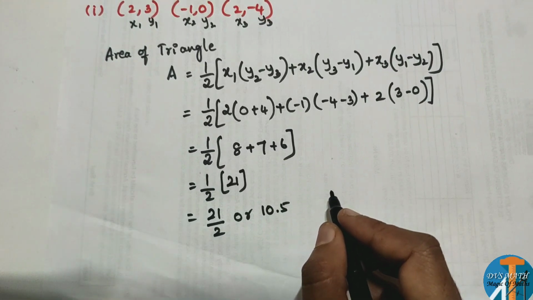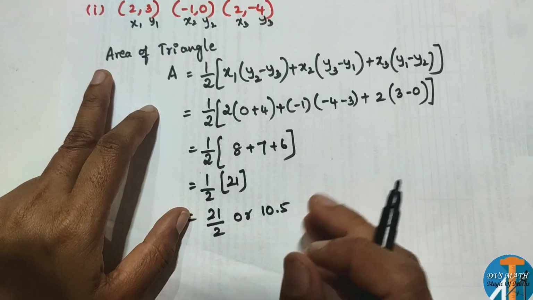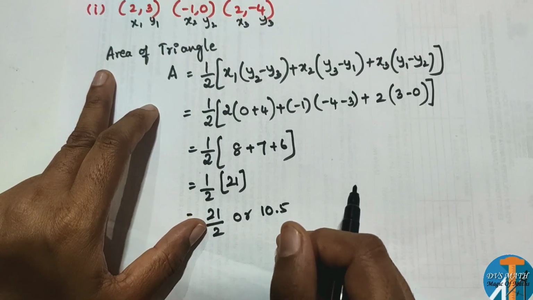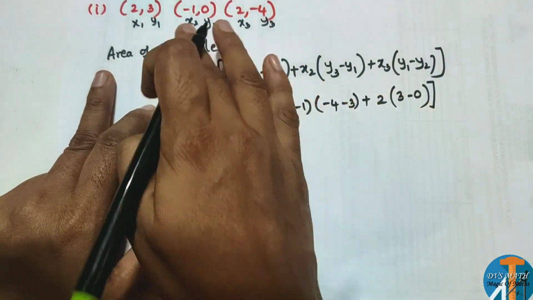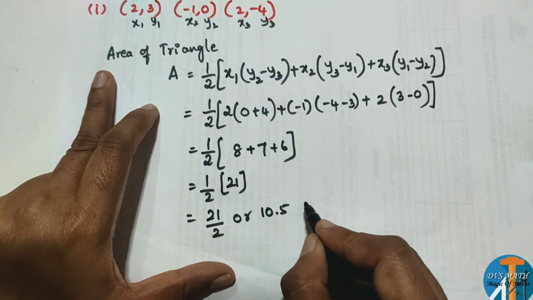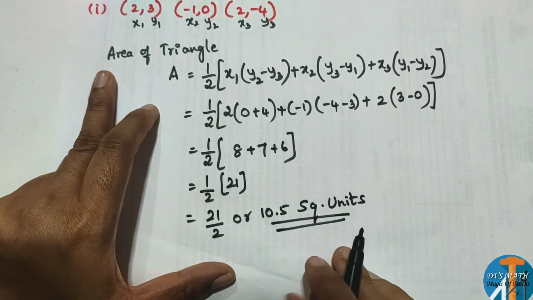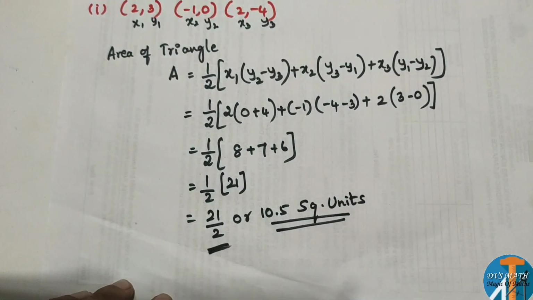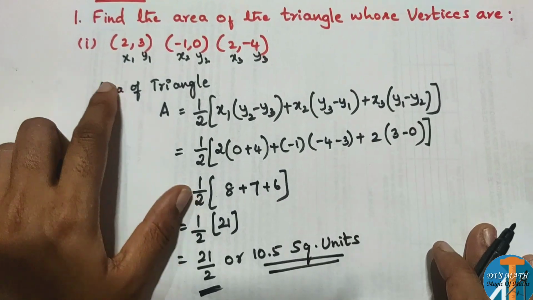Because as you all know, if we consider area, you will write meter square, centimeter square, like that. But here we won't get any centimeter or meter, because they are given as vertices. At that time, just write square units. So 10.5 square units, or you can keep 21 by 2 square units. So this is how you have to find the area of a triangle for the given vertices.